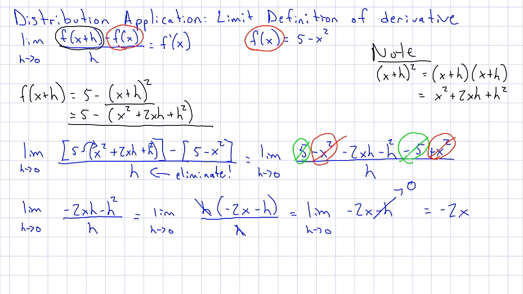So that is an application of distribution for the calculus class. And again, as you're working through these limit definition of derivative problems, if you cannot eliminate that h in your denominator, something went wrong. You have to be able to eliminate it in order to take the derivative as h approaches 0.